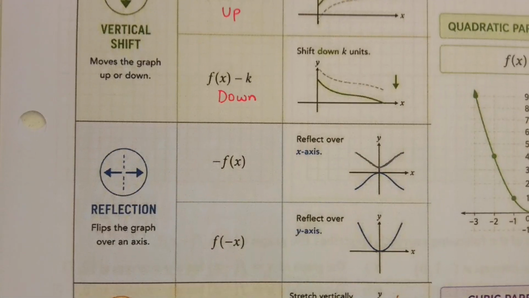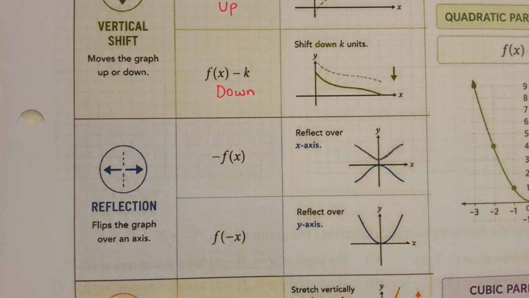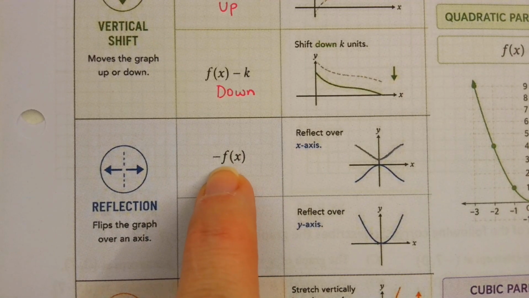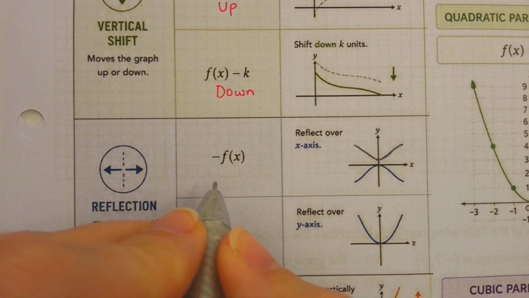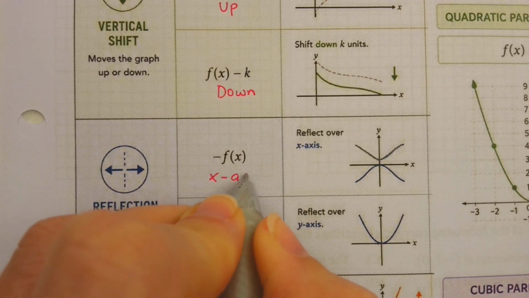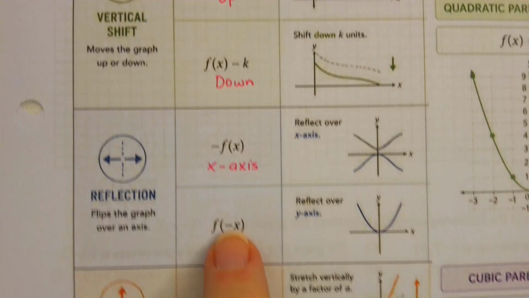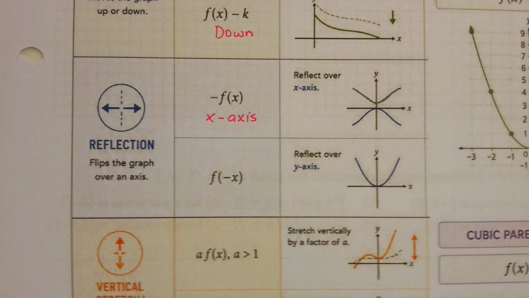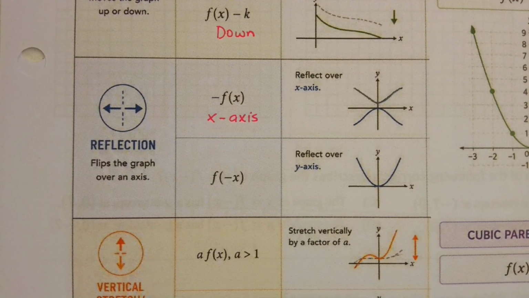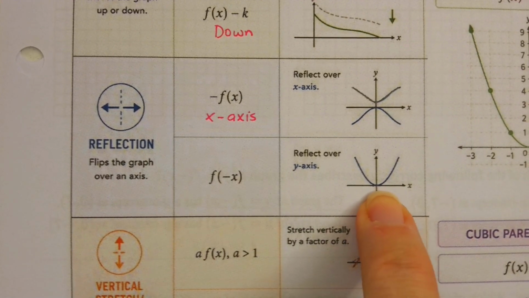And then we only had one type of reflection yesterday. Yesterday we had this type of reflection where the negative was in front of the function, and that is a reflection over the x-axis. But if that negative is inside the parentheses, you can also reflect it over the y-axis. Sometimes when you reflect something over the y-axis, though, it doesn't look a whole lot different, which is what you see here. It looks the same.